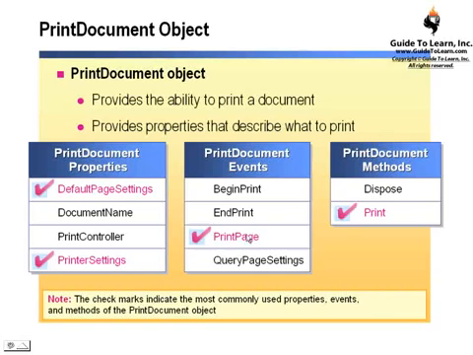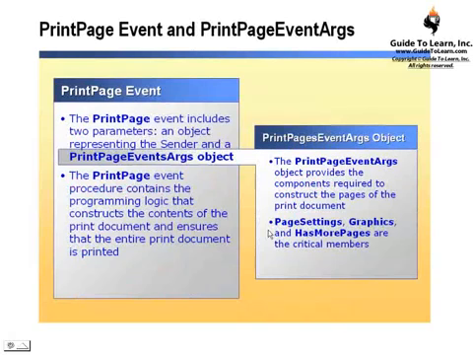And then, of course, print document. You have two methods. Either you want to print, or you want to just get rid of it. You want to cancel it or dispose of it, in other words. So the check mark indicates the most commonly used properties, events, and methods of the print document object.